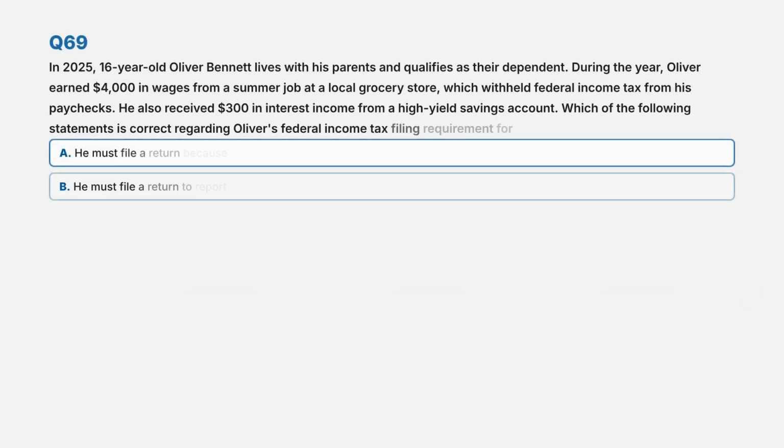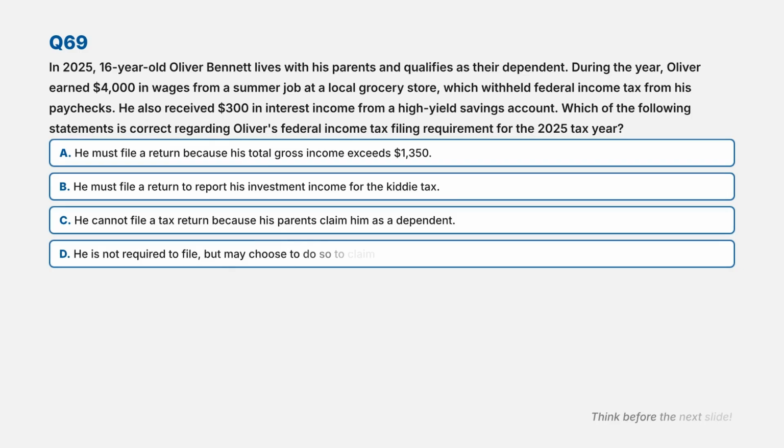Question 69. Here's the scenario. In 2025, 16-year-old Oliver Bennett lives with his parents and qualifies as their dependent. During the year, Oliver earned $4,000 in wages from a summer job at a local grocery store, which withheld federal income tax from his paychecks. He also received $300 in interest income from a high yield savings account. Which of the following statements is correct regarding Oliver's federal income tax filing requirement for the 2025 tax year?